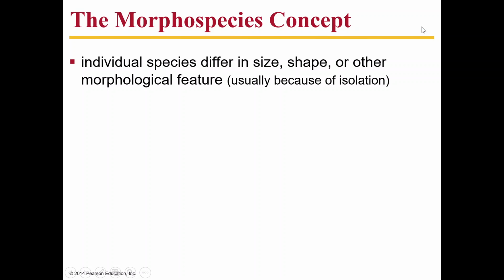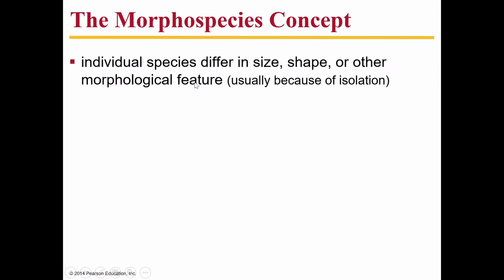So the next way to tell if two organisms are different is through the morphospecies concept. The morphospecies concept is useful because you can use fossils as well, so this helps with building phylogenetic trees. Additionally, it can be used for two organisms that are separated in space, to see if they are separated with physical traits, so size, shape, other morphological features.